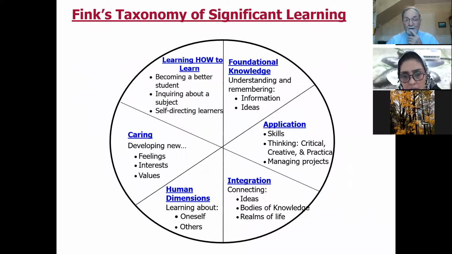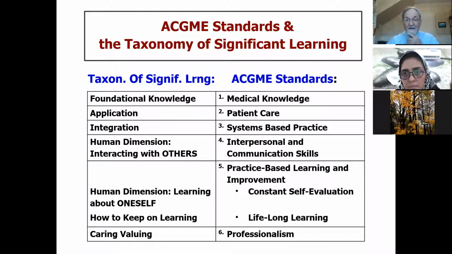Now, what you do then is you take this taxonomy and go around the circle and ask yourself, what foundational knowledge do I want them to have? What application do I want them to have? What integration do I want them to learn about? And so forth and so forth, okay? Now, I'm going to give you some information about how this might pertain specifically to medical education.